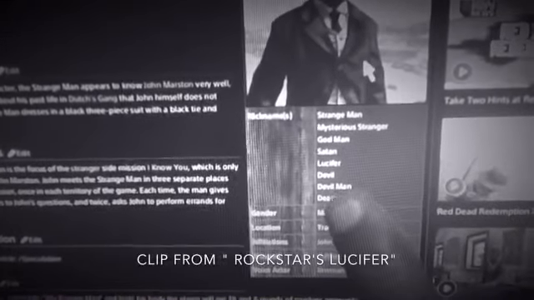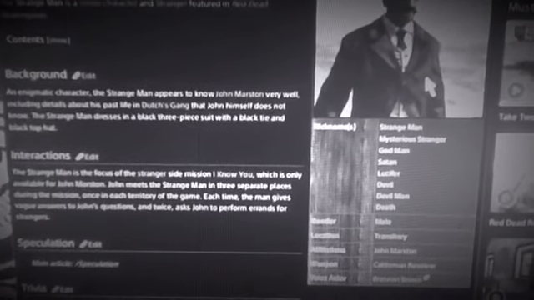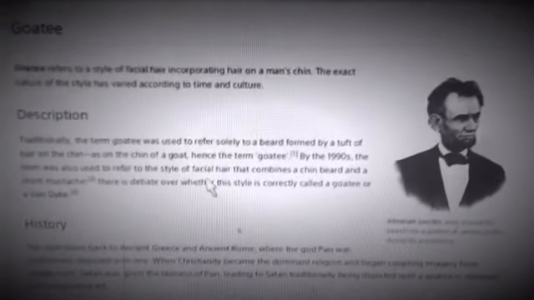And now what we're looking at here is the strange man and or the devil, death and mysterious stranger. It's pretty interesting that throughout fame, you get fame throughout killing people and helping strangers. That's pretty interesting. Aside from that is some very interesting things about this man, and that is his handlebar mustache.